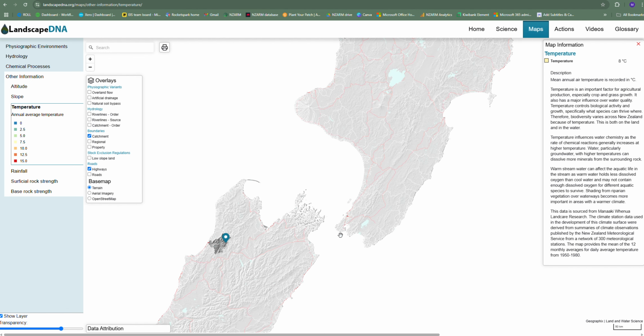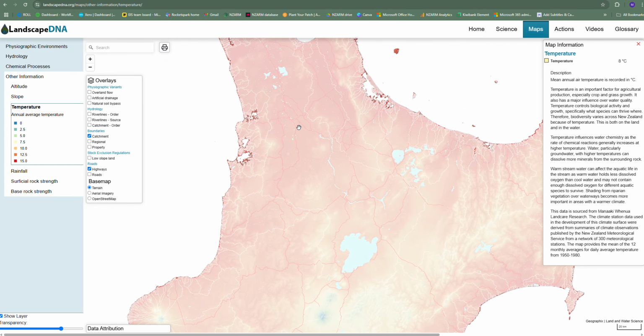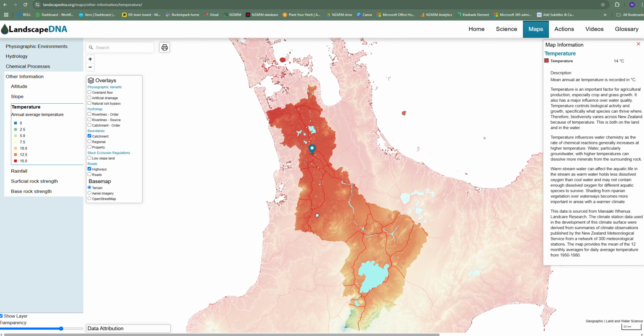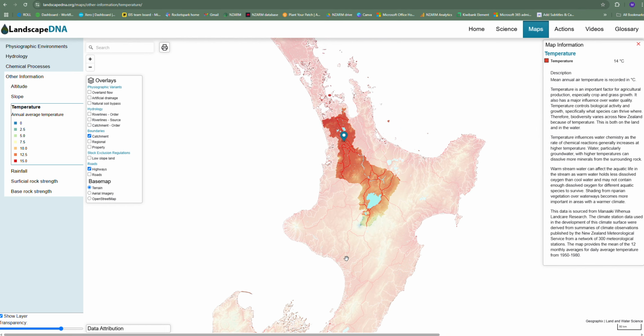Certainly not feeling hot today where I am, but here we go with annual temperatures. So I am up here. 14 degrees, there we go. Mean annual air temperature, so that's the daily maximum. So like I say, go and have a little look.